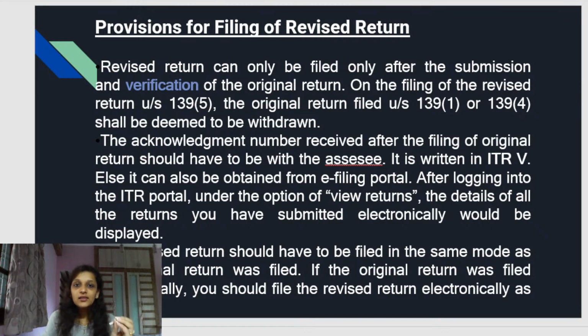Then the last point: if the assessment of your income tax return is completed by the assessing officer under the provisions of 143(3), then a revised return cannot be filed. Which means 143(3) says that if you have received the notice and your assessment will be completed by the assessing officer of the income tax department, in that scenario you cannot revise the ITR.